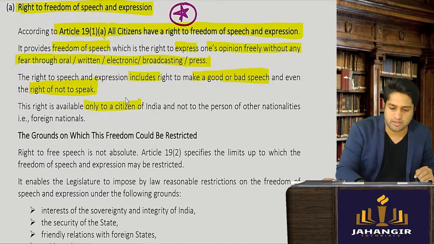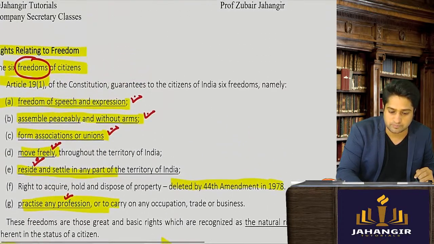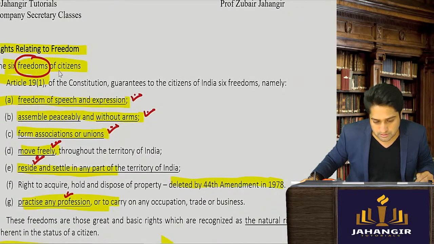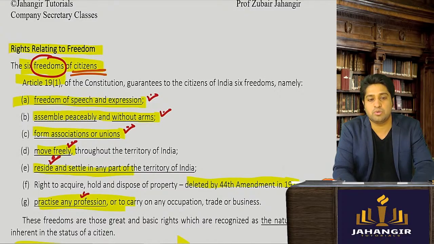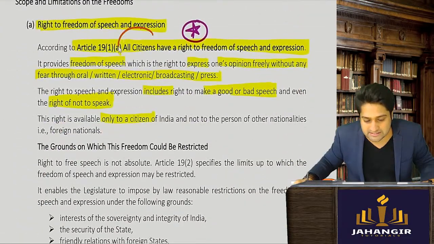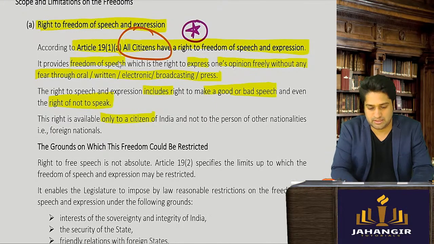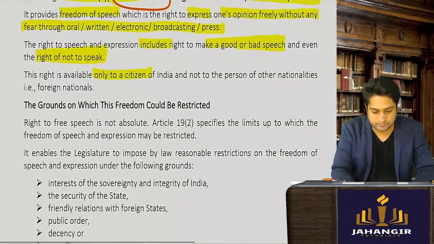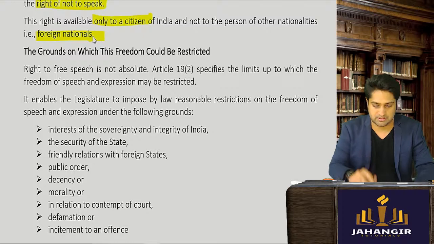This right is available only to citizens. Very, very important. You read your Article 14 was available to all, whereas Article 19 is available to only citizens. So here also you go to see all citizens shall have a right. So a foreigner cannot claim this right. Okay. No other person like a foreign national can claim this right.